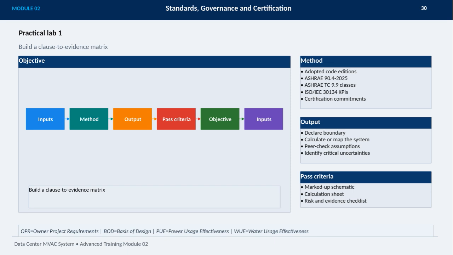Using these inputs, we calculate or map the system, declare boundaries, peer check assumptions, and identify any critical uncertainties. The output of this exercise is a marked-up schematic, a detailed calculation sheet, and a risk and evidence checklist. Meeting these pass criteria demonstrates a thorough and verifiable approach to standards and governance in data center operations.